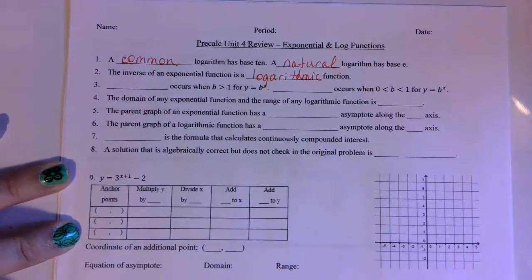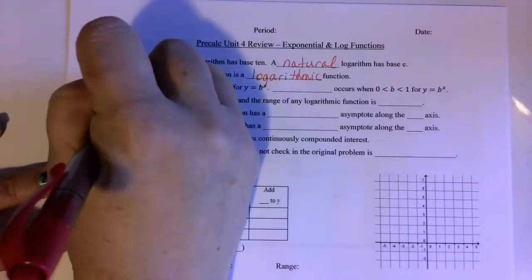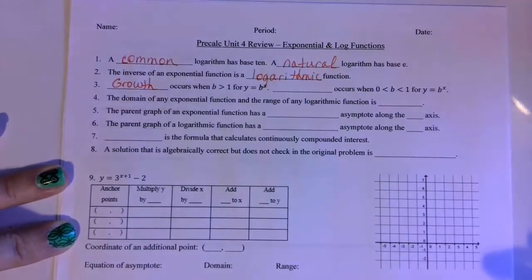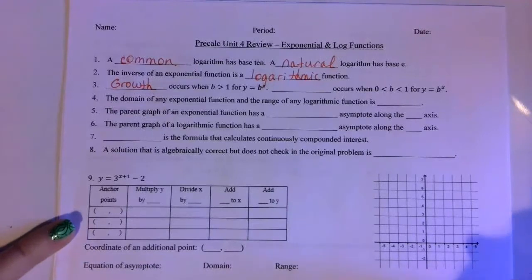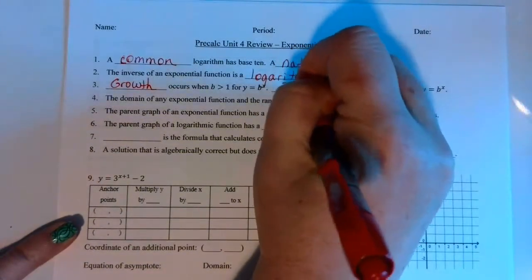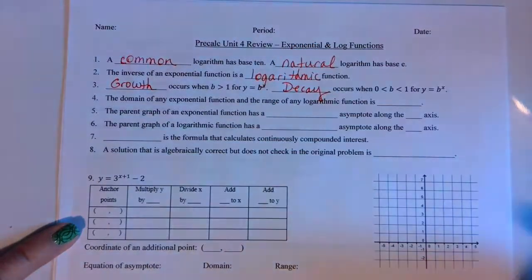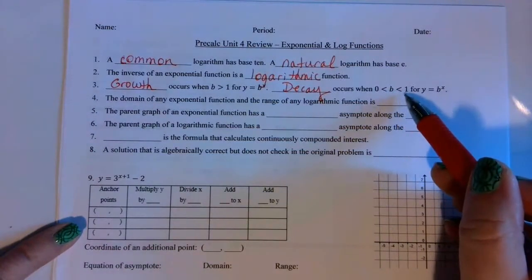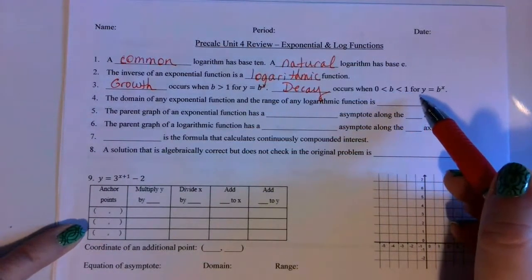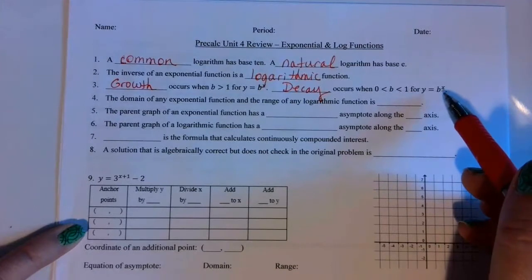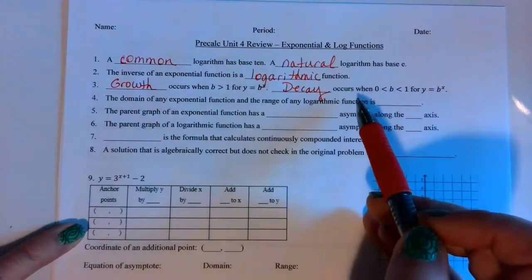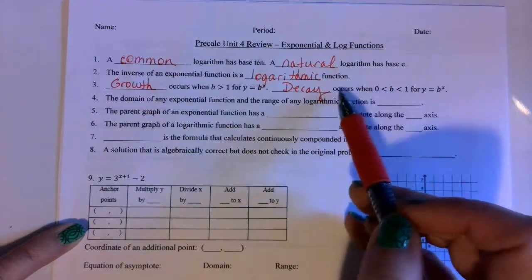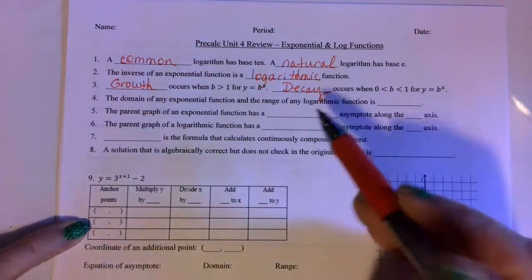And let's see, growth occurs when b is greater than 1 for y equals b to the x, and decay is what occurs when b is between 0 and 1, non-inclusive, for y equals b to the x. So b greater than 1, the base greater than 1, is exponential growth. The base between 0 and 1, non-inclusive, is exponential decay.